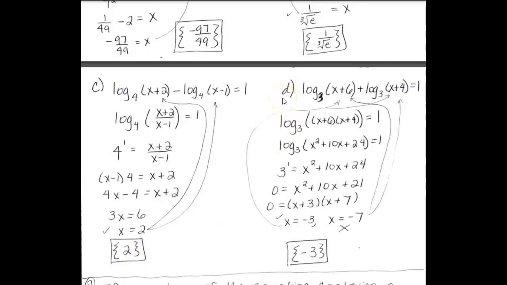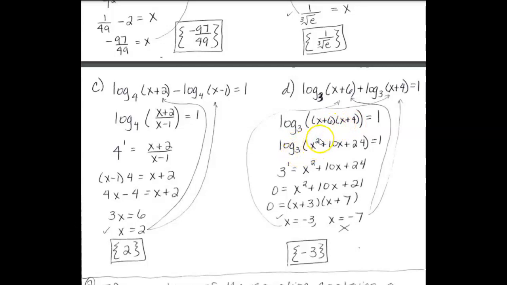One more like this to show what happens if one of the solutions does not work. Log base 3 of x plus 6 plus log base 3 of x plus 4 equals 1. This is similar to the one we just finished. However, this time we're adding our separate logs, so to merge them together as one log, we're going to use our product property and bring them together as multiplication. So log base 3, and we're going to multiply inside the x plus 6 and the x minus 4 equals 1 on the right. Let's go ahead and do this multiplication.